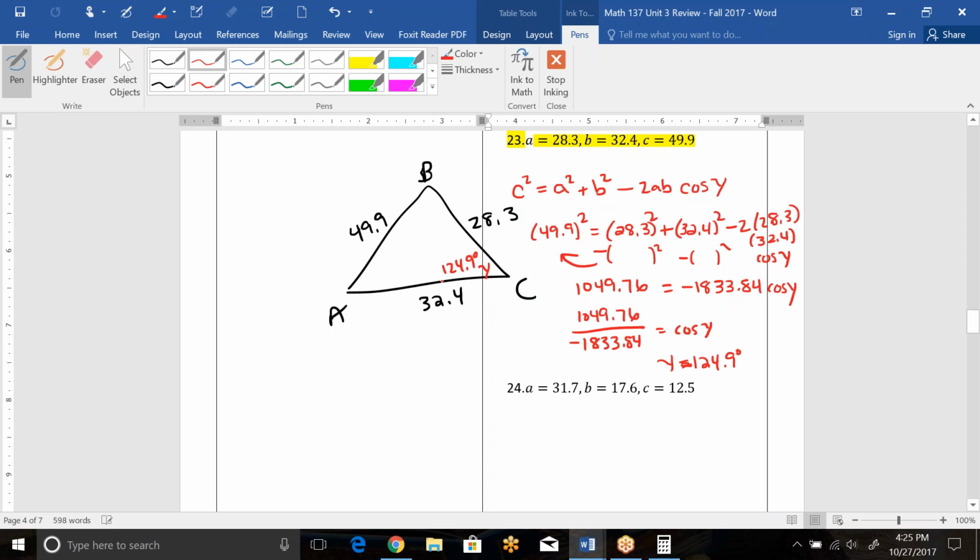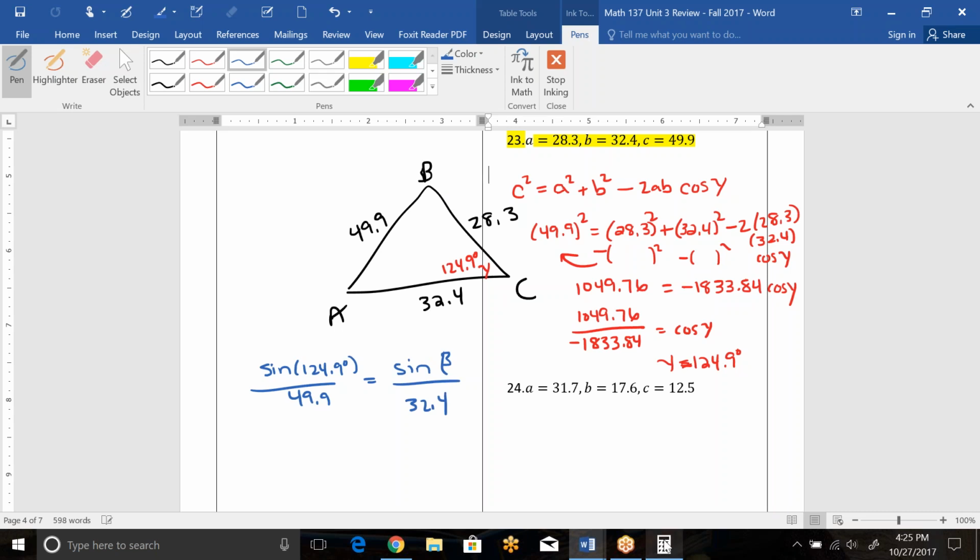The reason you want to find the largest one first is, especially if this ends up obtuse or 90 degrees, you know there's not going to be a second case for another triangle because you've already had an obtuse or a right angle. So then we can find the other parts by law of sines. We can find, let's say, beta next. So I would use law of sines now using this angle. So sine of 124.9 degrees over the 49.9 equals sine of beta, which we don't know, over the 32.4.